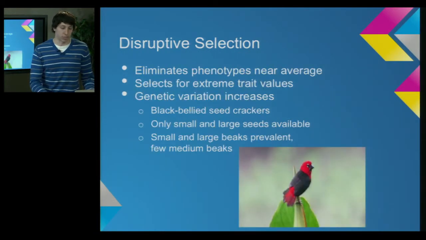The last is disruptive selection. Disruptive selection eliminates the phenotypes near the average and actually selects for the extreme trait values that are on the opposite sides of the spectrum.